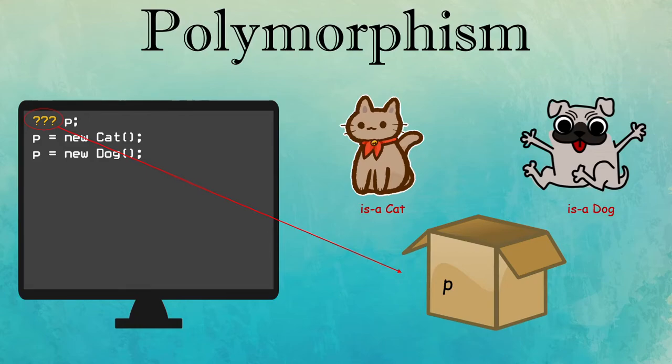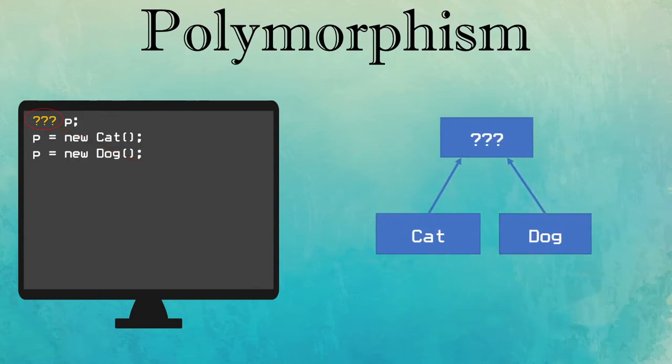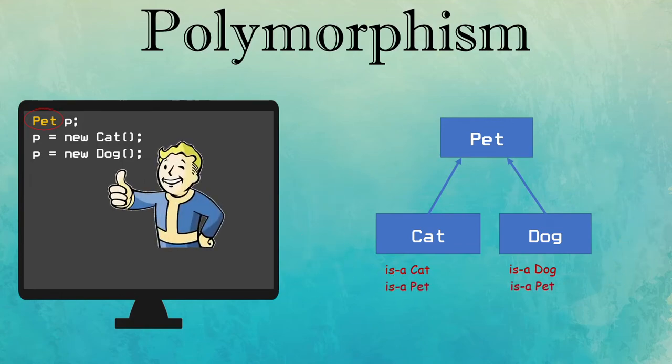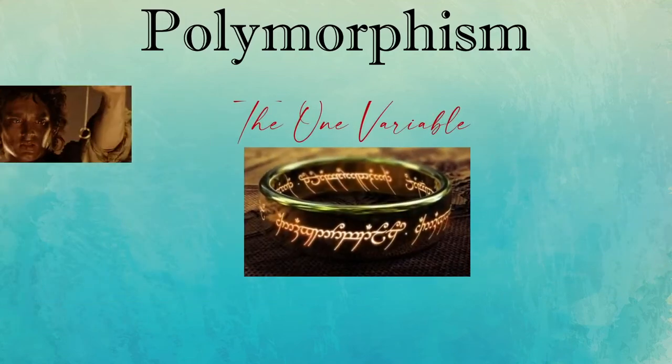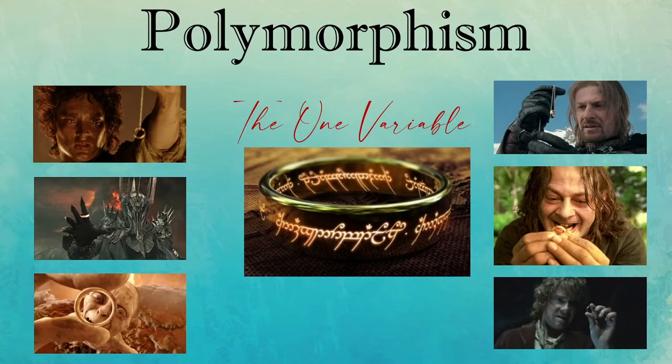If we want to be able to assign both of these objects to the p variable, then they both need to be the same thing. They need a common ancestor that they can inherit a type from. Let's call it pet. A cat still is a cat, and a dog still is a dog. But now they are both pets. So cats and dogs can both be assigned to pet variables because they are both also pets. Polymorphism gives us the power to declare one variable that can hold different types of objects.